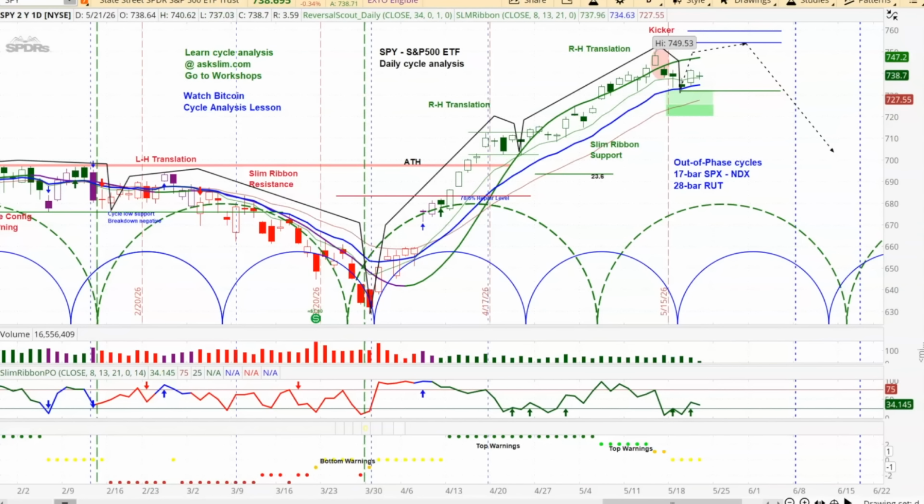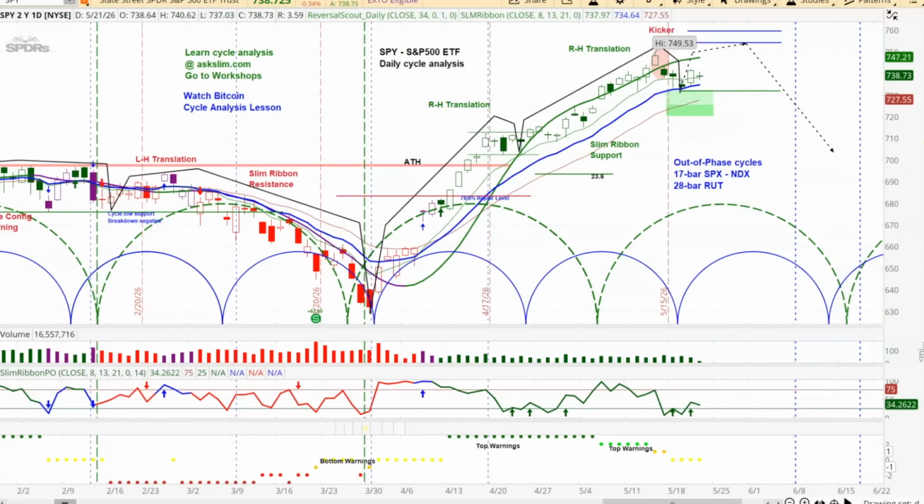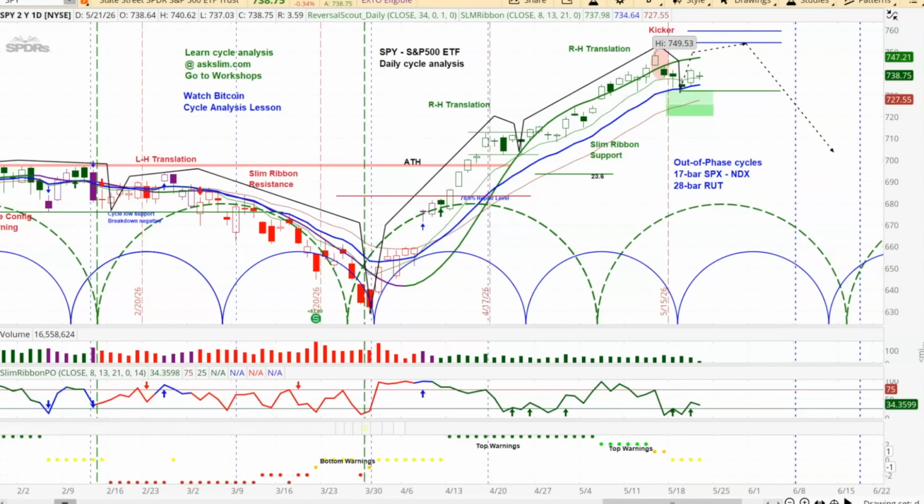But short-term traders, this is certainly an opportunity that you see right in here. If it gets under this area around 732, that's going to be the warning that we're in this correction here that aligns for the weekly and the daily pattern. So very important, again, understand the cycle analysis.